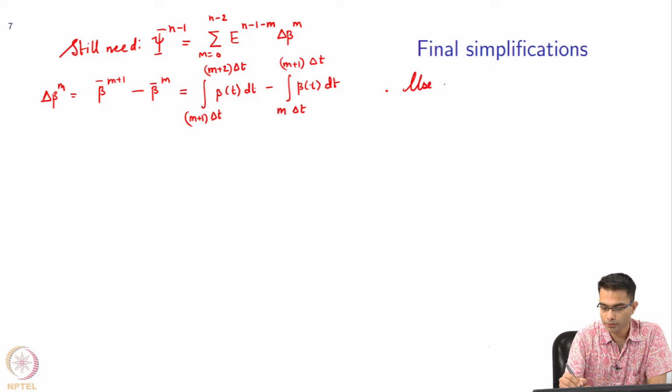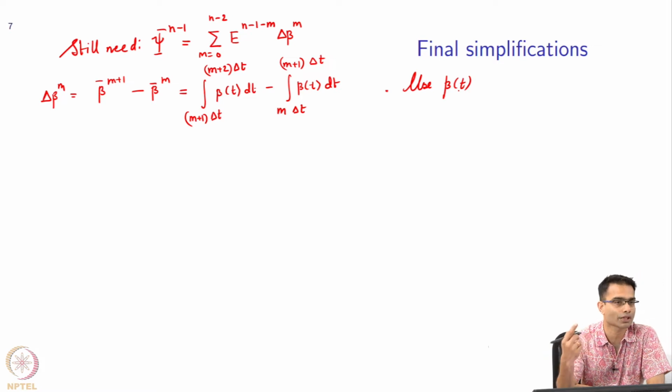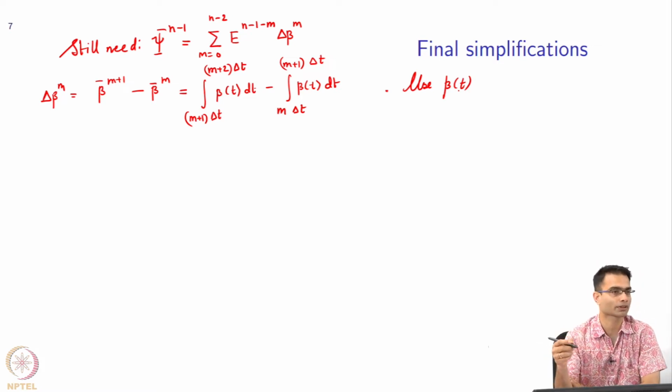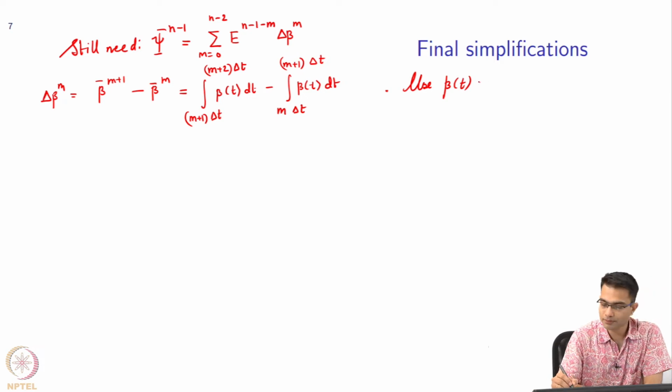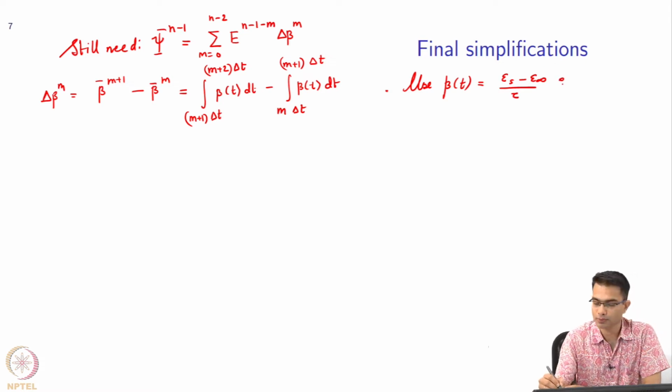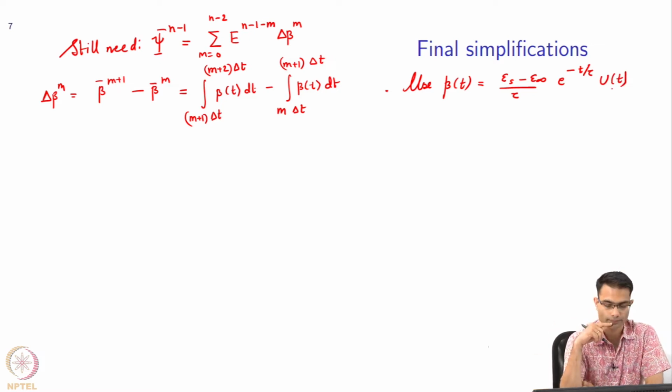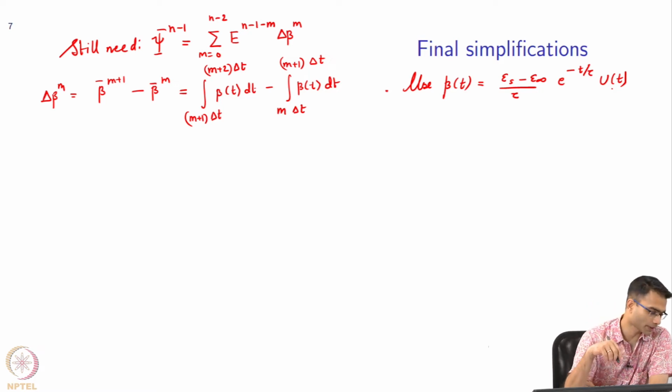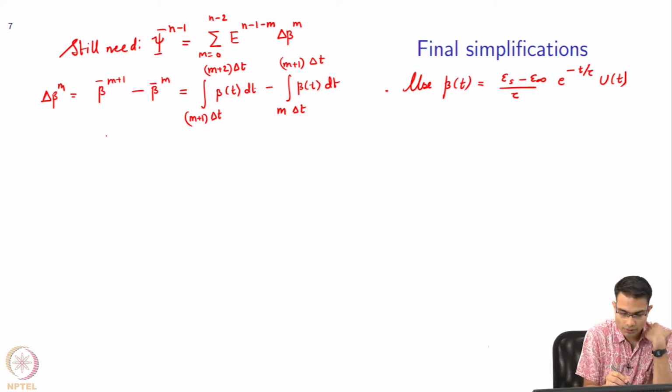And what we need to use? The expression for beta t. We know the expression for beta t, right. We had taken the inverse Fourier transform, we had got an exponential multiplied by a step function, right. So, our beta t expression, which I will just write down from earlier, was epsilon s minus epsilon infinity by tau, and the exponential. So, does this look like an integral that I can do? Looks straightforward, right, does not look very complicated at all, okay. So, it is just an exponential, right. So, I can integrate it.